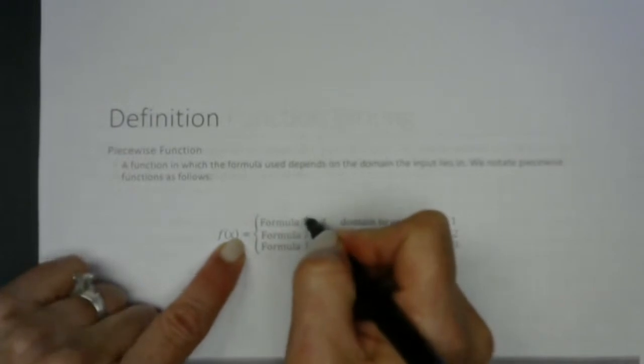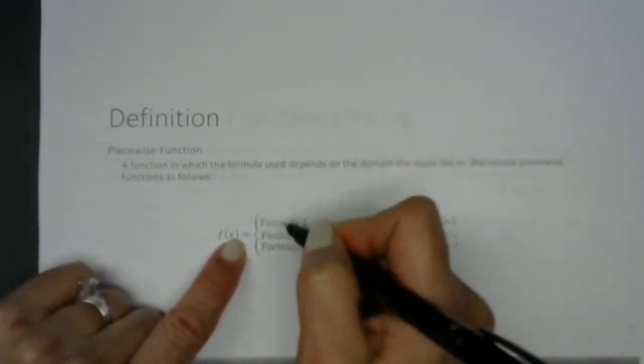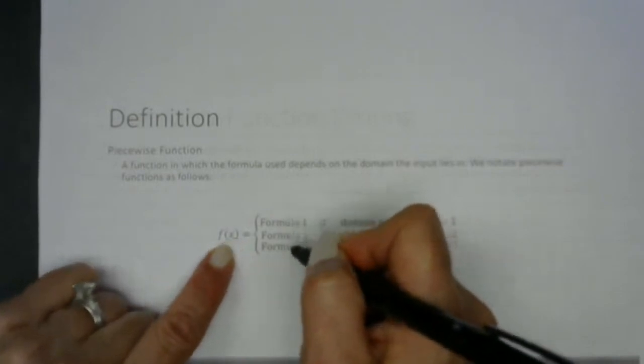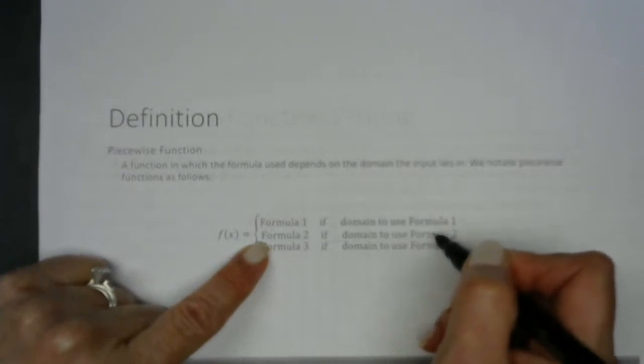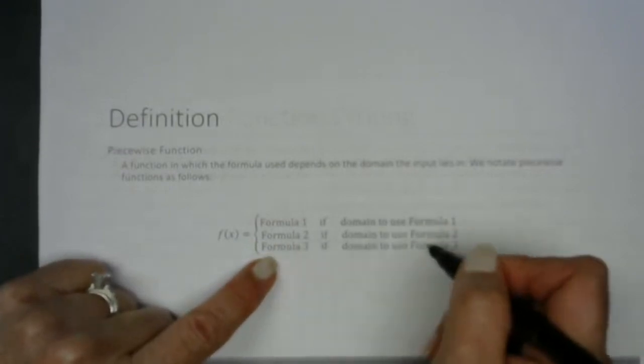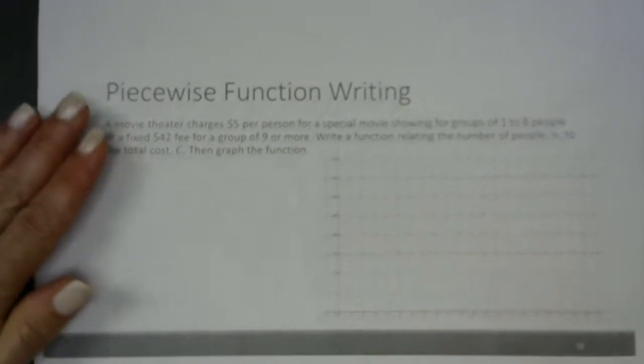The notation of a piecewise function looks like this. F of x equals formula 1, maybe if x is greater than 2 or something, and then we give an interval of the domain to which this formula applies. F of x equals formula 2 if we give a second interval of the domain. Maybe there's a third formula and a third interval, a fourth formula and a fourth interval, and so on. So let's take a look at an example of writing a piecewise function.